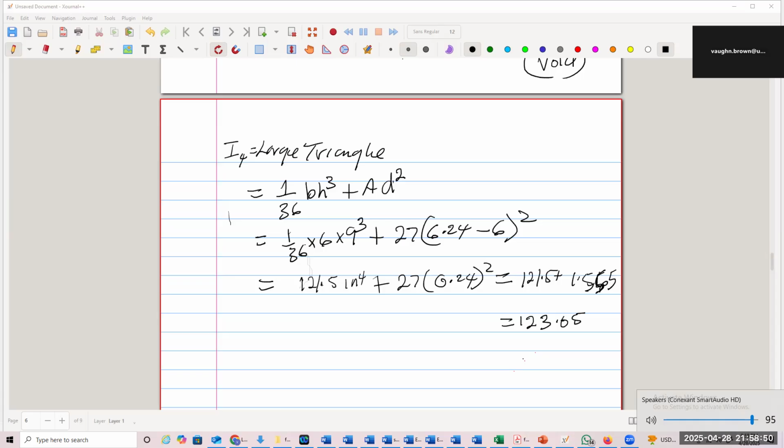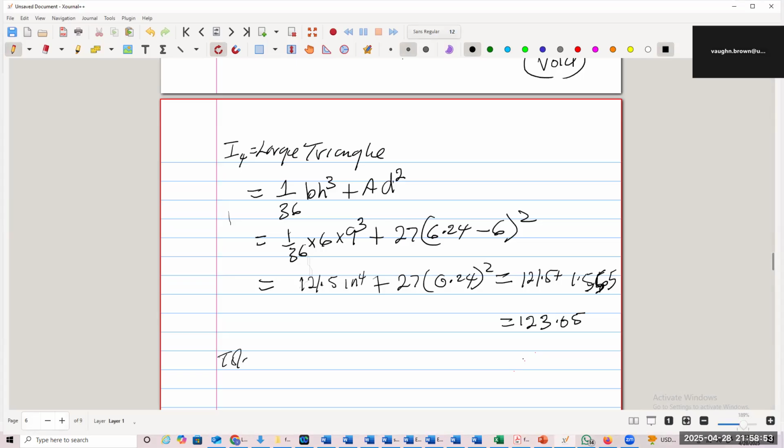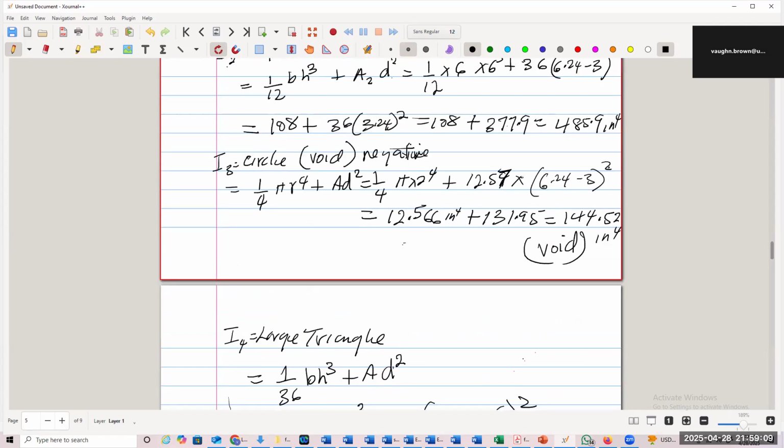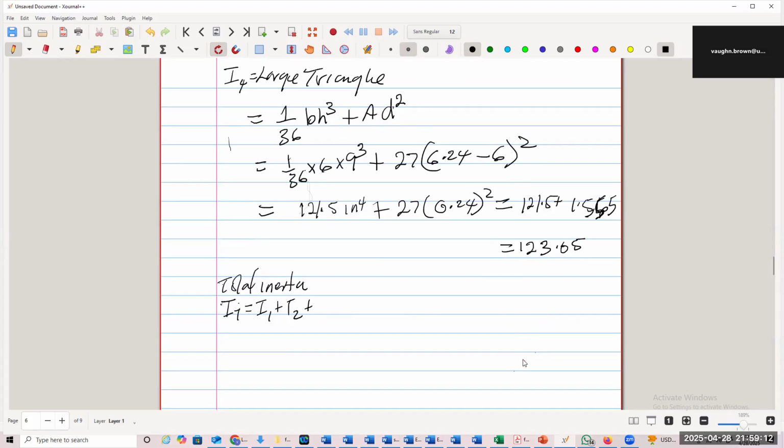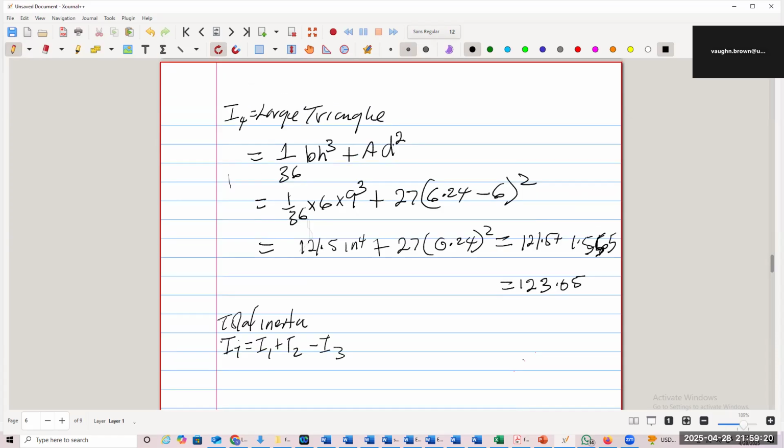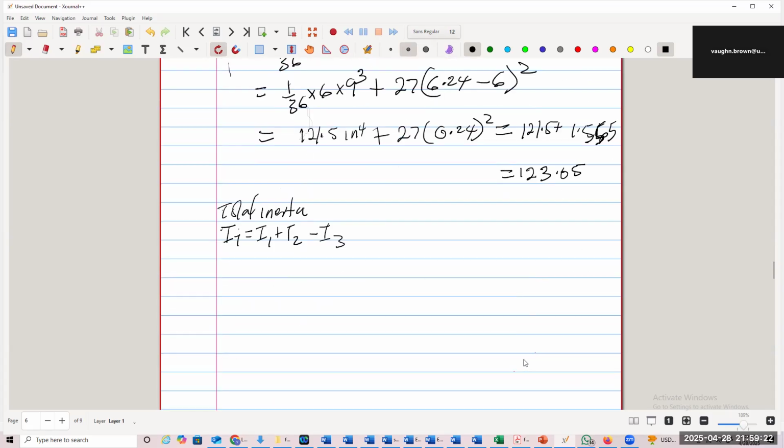All right, so now we're going to find the total inertia. So total inertia, I total, is going to be inertia 1 plus inertia 2 plus inertia 3, but inertia 3 is minus. You're not going to add that one. So you're going to minus inertia 3, and then you're going to add inertia 4. So one of them is minus. So you're going to just look for the values and simply add them.